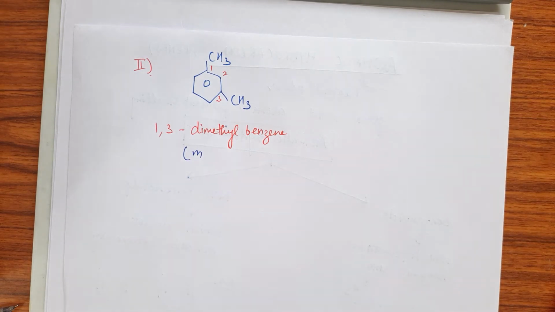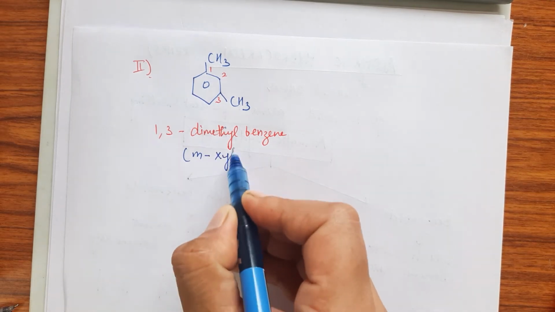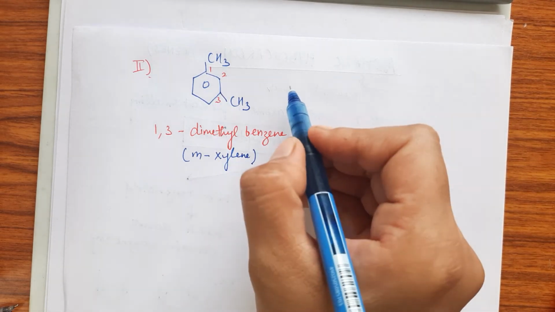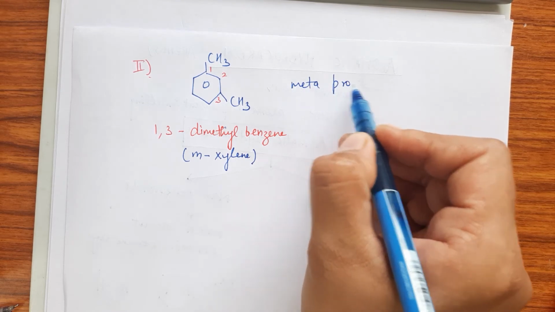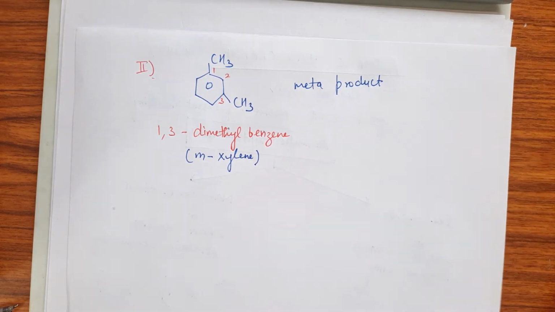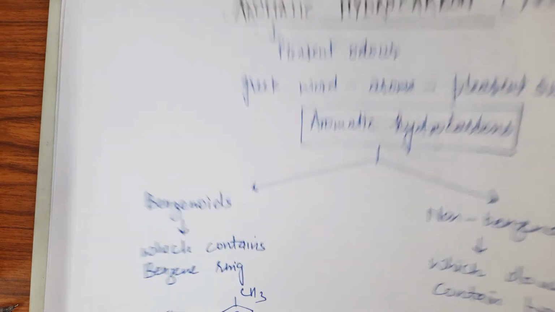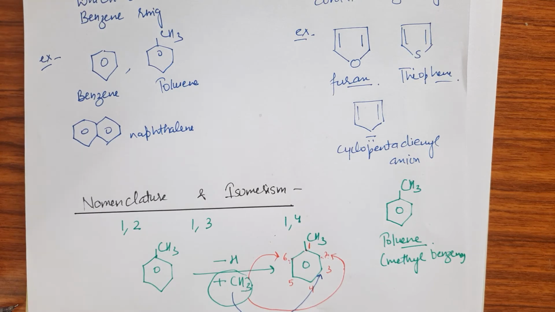This is the meta form, and because this compound is xylene, I have already told you that whenever 2 methyl groups are attached to a benzene ring, the compound is known as xylene. Xylene is the common name of the compound. So this will be meta-xylene. Meta because this 1,3 position shows the meta form. So this is the meta product, right? So now the next possibility. So benzene has 3 possibilities for the formation of a disubstituted product.